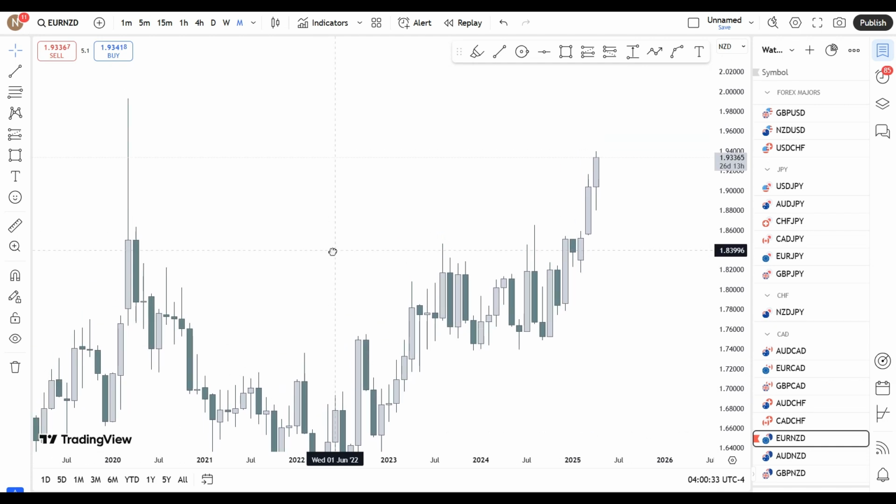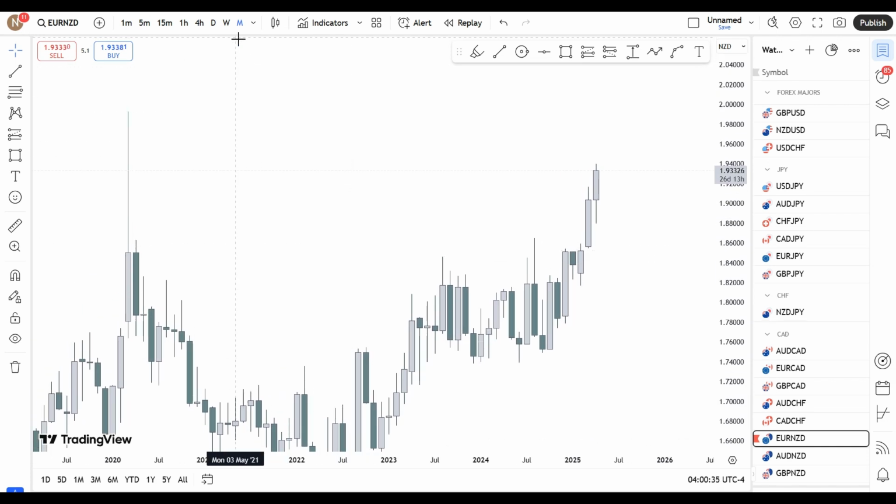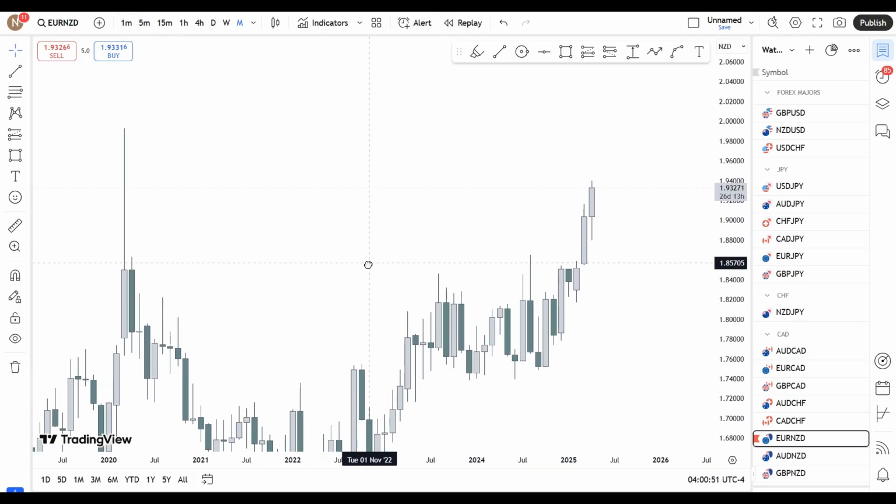So here you can see, I am in a monthly time frame, right? We always start from the highest time frame, and work our way down to the weekly, then daily, then 4 hour, then 1 hour, then 15 minutes, then 5 minutes, then 1 minute. Like that we are going. Here I am currently in a monthly time frame.